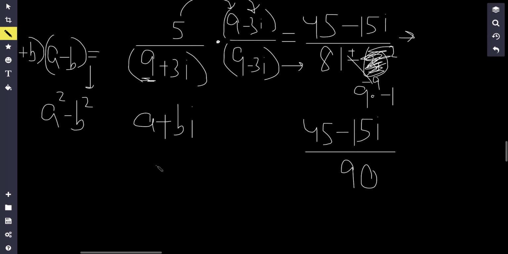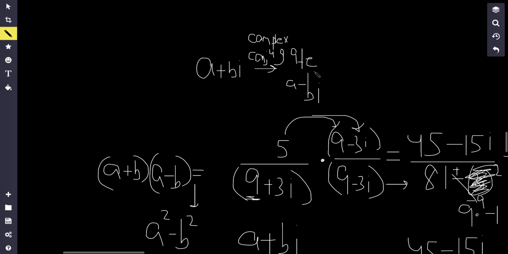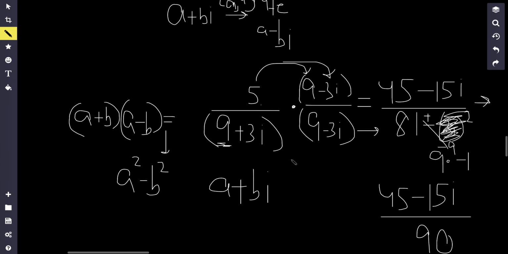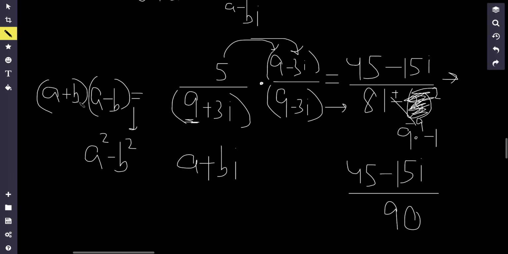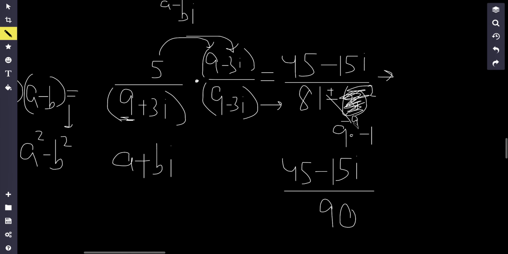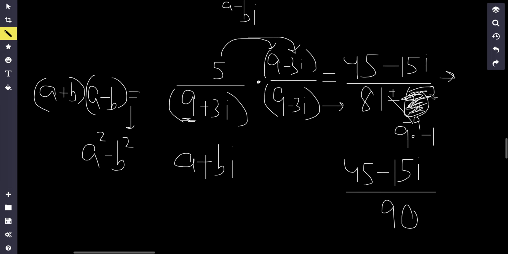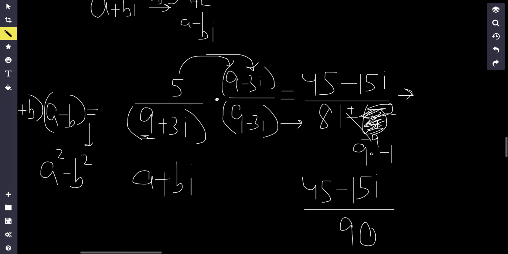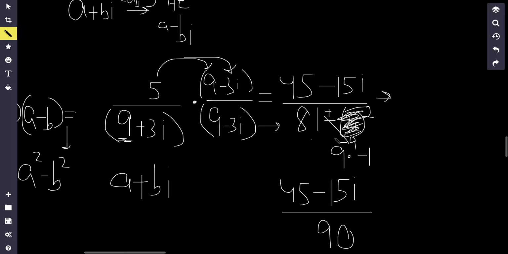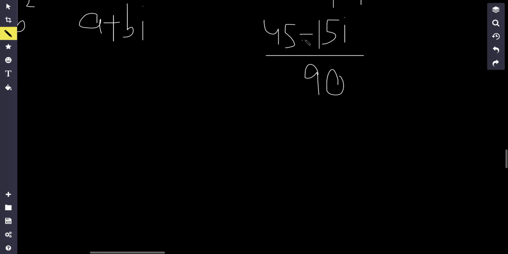All right. So you can see how powerful the complex conjugate is, because what it allows you to do is create this difference of 2 squares. And we're able to take advantage of the fact that i squared is equal to negative 1, right? So we're basically converting this imaginary part into a real part, which removes it completely from the denominator. So we're just left with 45 minus 15i.